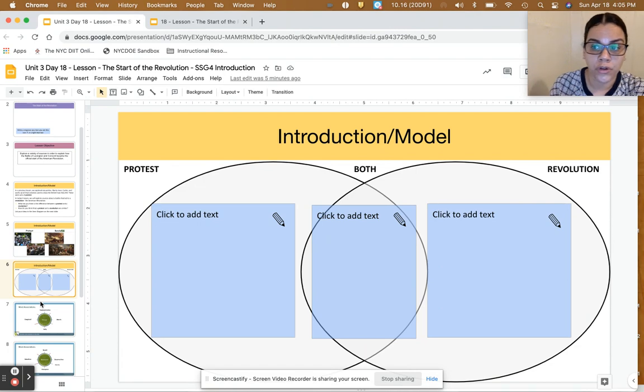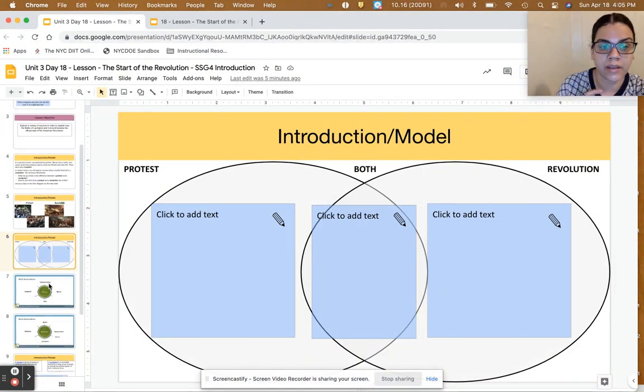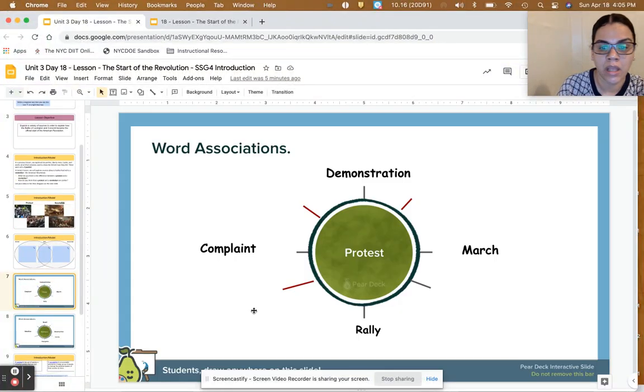You might want to further the understanding of protest and revolution by using word maps. So this is a Pear Deck interactive activity that students can do as a whole class or in small groups, where here's the word protest, and here I'm providing some words that students may have seen before that are related to the word protest. So demonstration, march, rally, complaints. Students are invited to add words or phrases that remind them of the word protest.